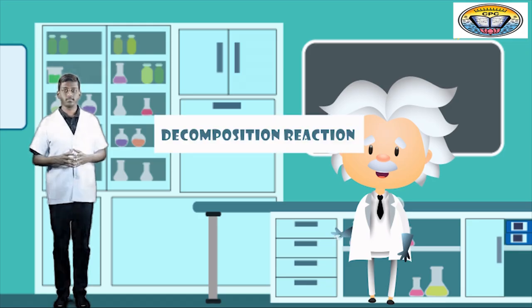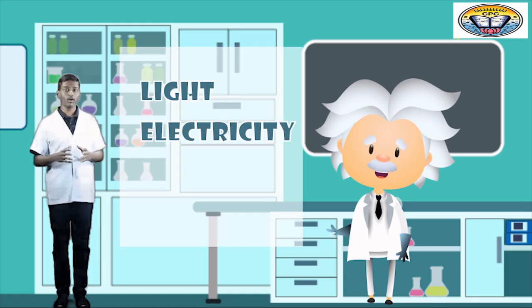Decomposition reactions. Decomposition reaction is quite opposite to that of a combination reaction. In a decomposition reaction, one single compound breaks down into two or more other compounds or elements. In a decomposition reaction, there is a need for an energy source such as light, electricity or heat energy. Let us perform an experiment.